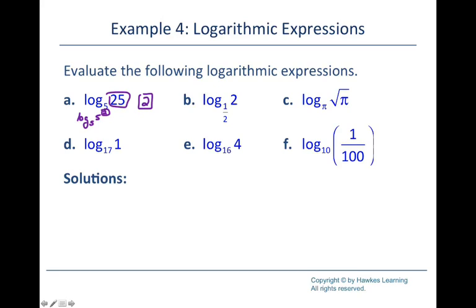Alright, another way to approach this, instead of matching the base, would be to say log base 5 of 25 equals x. Then change it to exponential form. 5 to the x equals 25, which is 5 squared. Remember from before, if our bases are equal, then our exponents must be equal, so x is equal to 2.